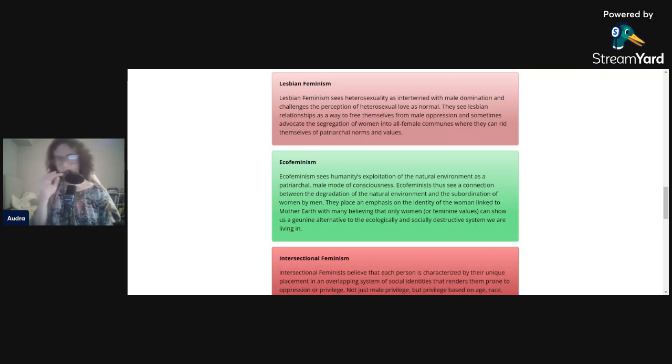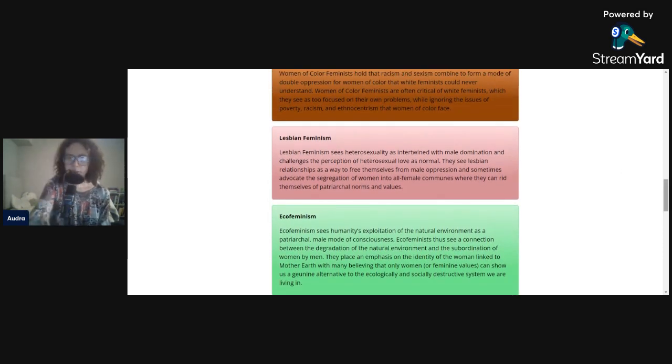But there is a connection between subordination of women by men and degradation of the natural environment, historically and ideologically. So that was 79% for that one.